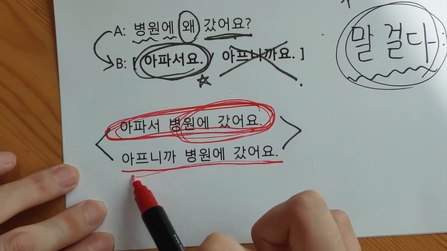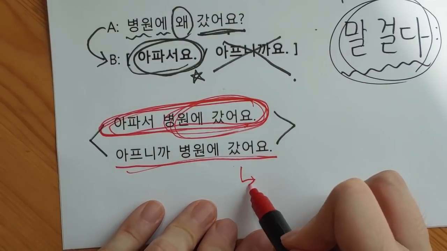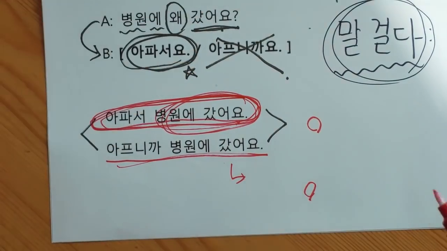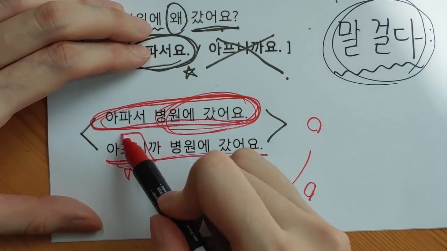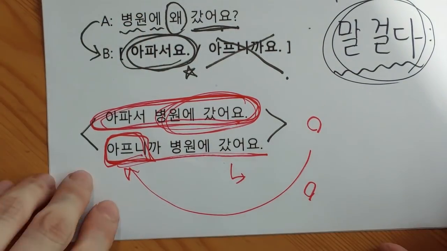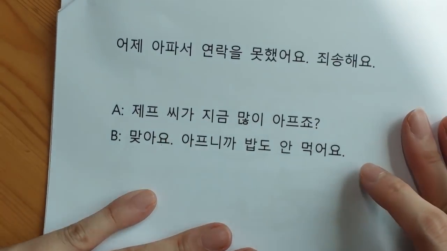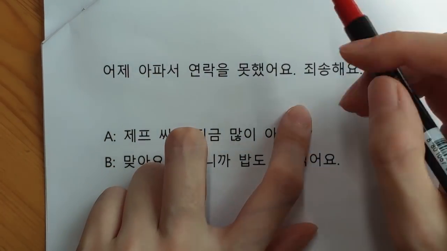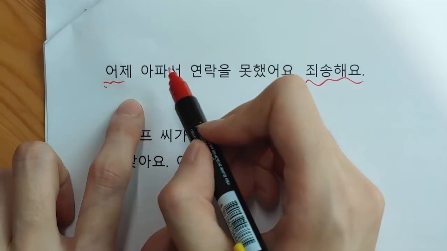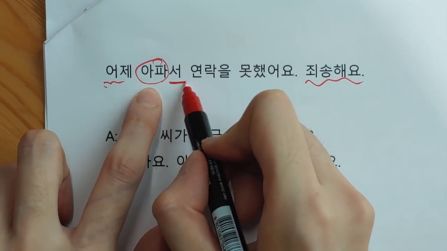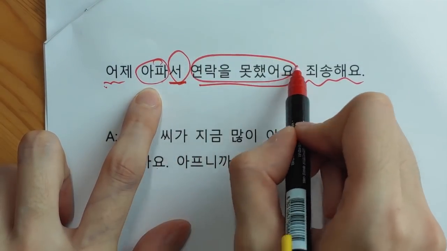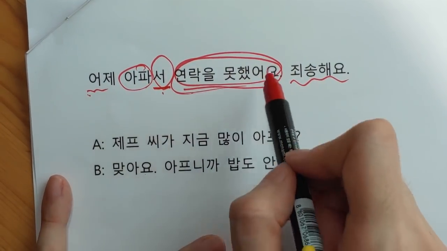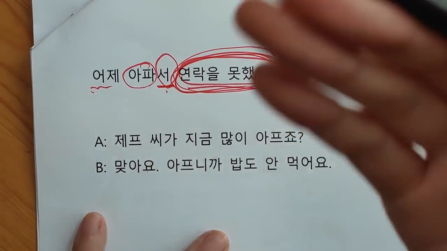And 아프니까 병원에 갔어요 can be used in a context where both the listener and I know the fact that I am sick or somebody else is sick. So for example, 어제 아파서 연락을 못했어요. 죄송해요. I'm sorry. 어제, yesterday, 아파서 I was sick, so 연락을 못했어요. I couldn't keep in touch. I'm sorry. So you're talking about the general reason you not being able to keep in touch with the listener, right?